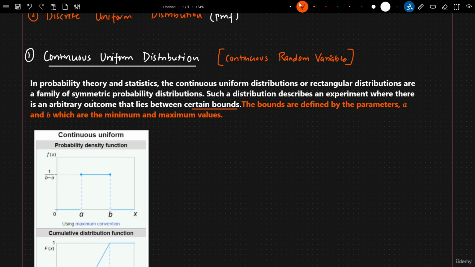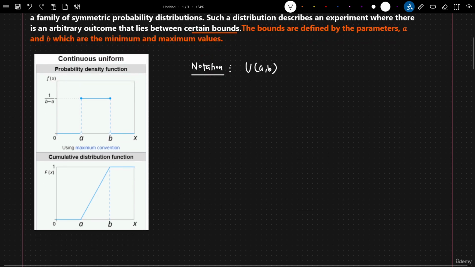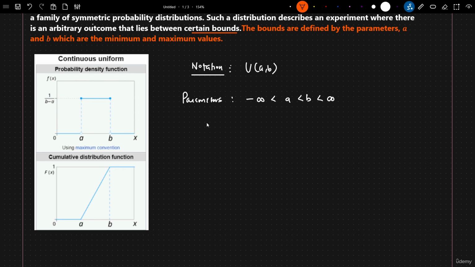So if I talk about the notation, how do we denote this uniform distribution? It is denoted by U(A, B). Here A and B are the minimum and the maximum value, so I can consider A and B as my parameters. A and B range between minus infinity and plus infinity, with minus infinity less than A, A less than B, and B less than infinity. Always remember B will be greater than A.